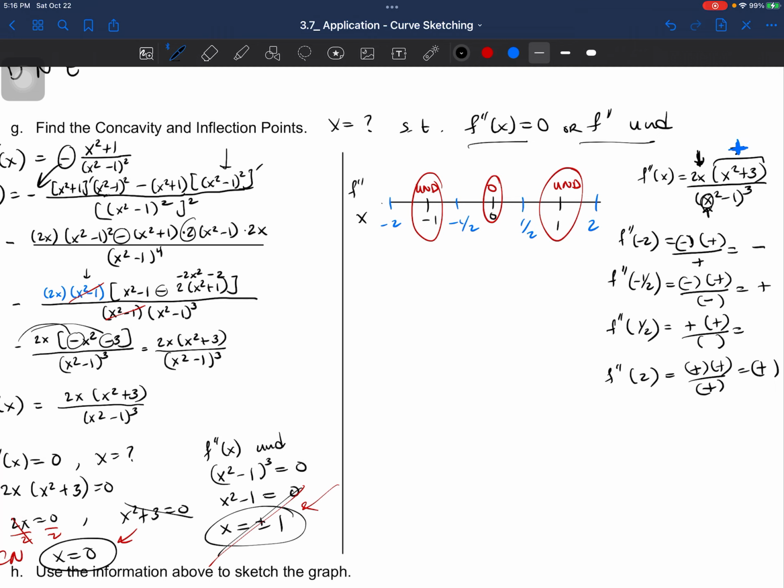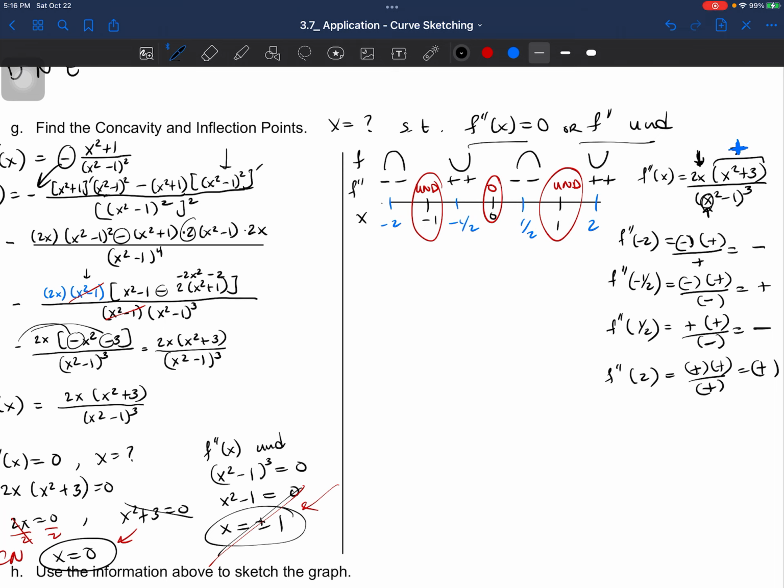Oh, this one is negative. I'm sorry. This one is negative, right? Because when you plug in positive 1/2 here, that will give us 1/4. 1/4 minus 1 is negative. There you go. I'm sorry about that. All right, so we have negative, negative, positive, positive, negative, negative, positive, positive.